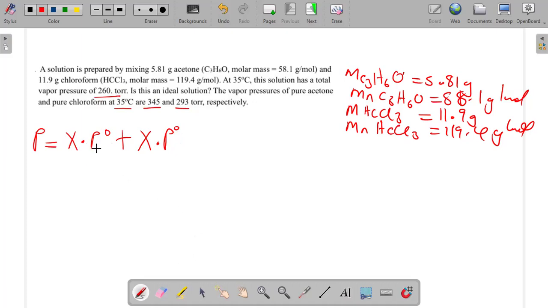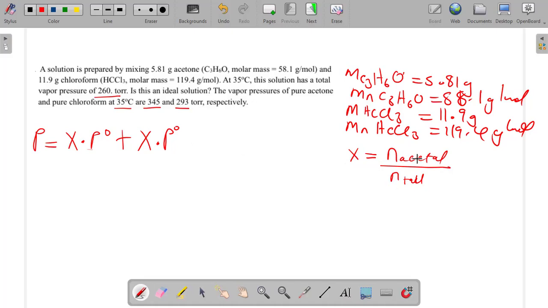Now we've been given the pressures, but what we need is the mole fraction. How do we get the mole fraction? The mole fraction X is given by the number of moles. For example, to calculate the mole fraction for acetone, we get the number of moles of acetone divided by the total number of moles of the entire solution.